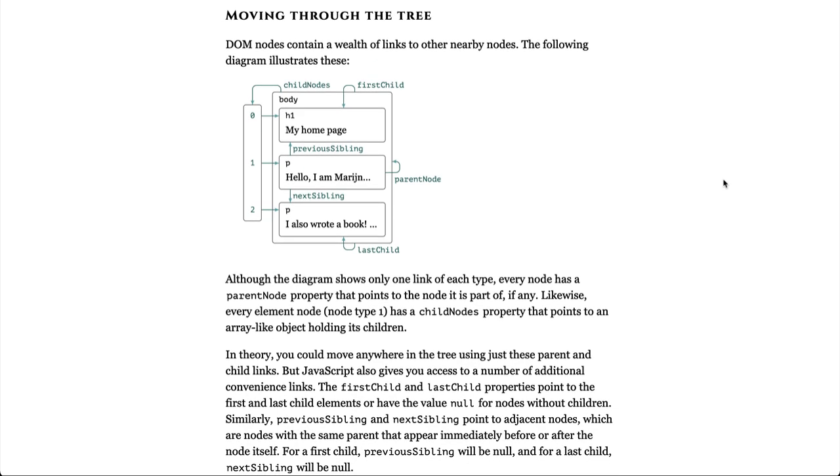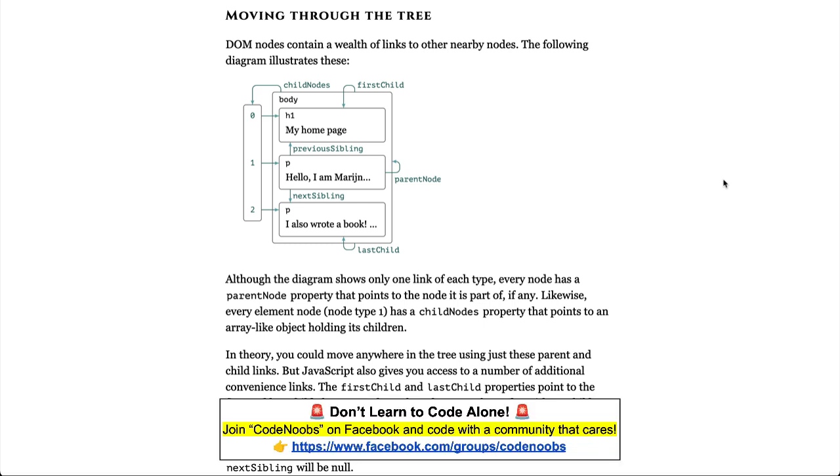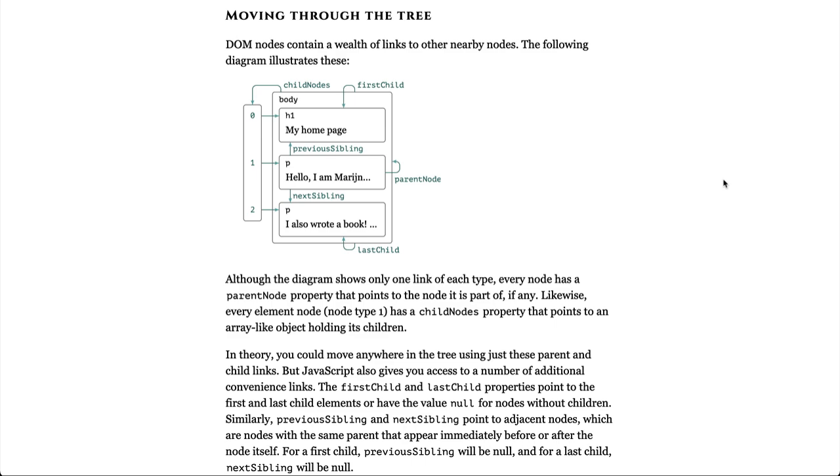Moving through the tree. DOM nodes contain a wealth of links to other nearby nodes. The following diagram illustrates these. Although the diagram shows only one link of each type, every node has a parentNode property that points to the node it is part of, if any. Likewise, every element node, node type 1, has a childNodes property that points to an array-like object holding its children.